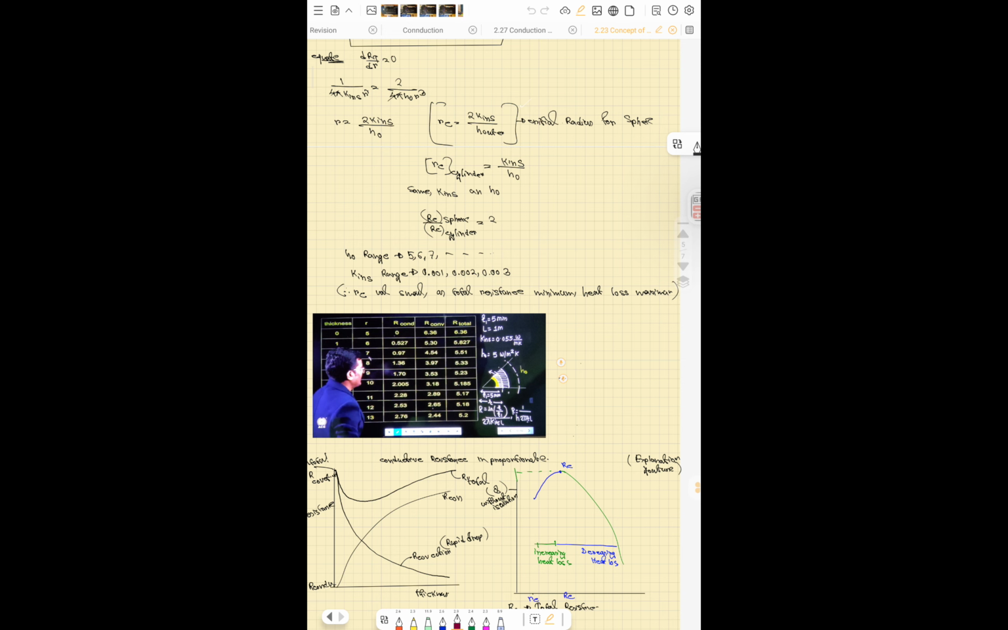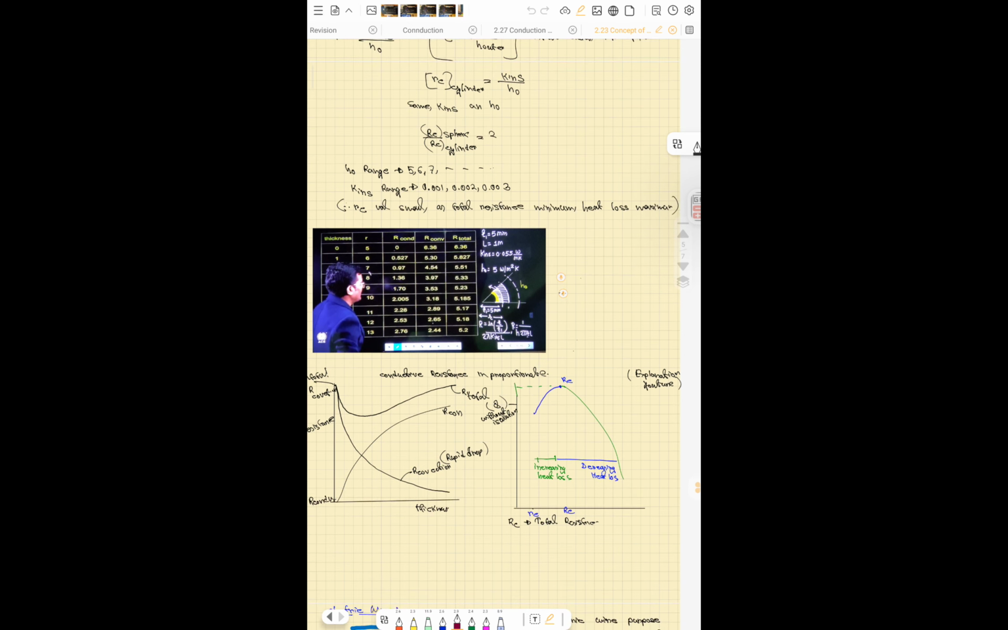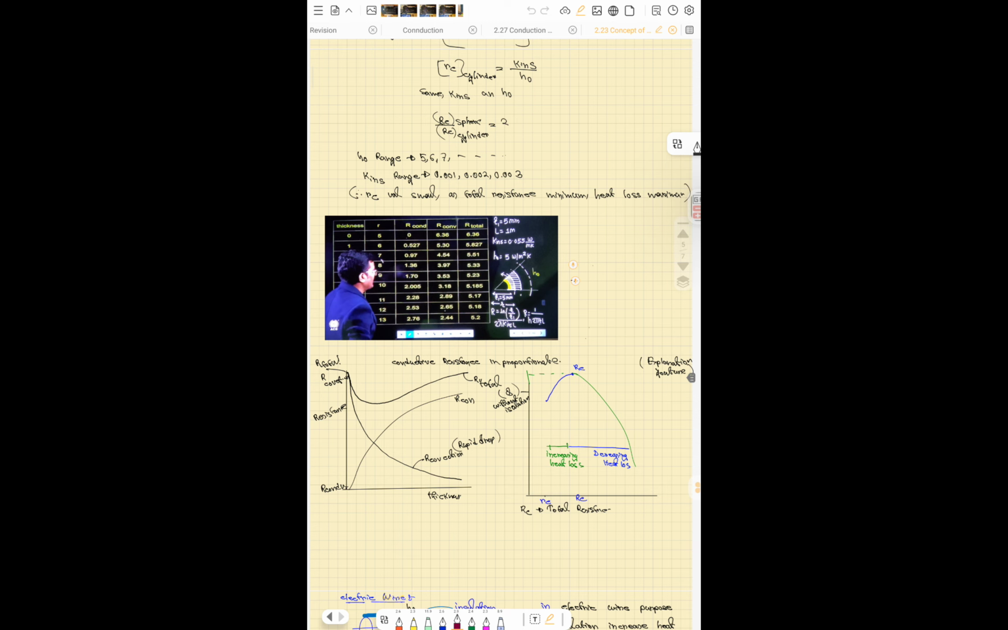Thickness versus insulation, convection, conduction, that is given. So this is the graph. Total resistance, conduction and convection. Conduction is increasing and convection is decreasing with the radius. This is RC, the critical radius. Here there is increasing heat loss, and after it there is decreasing heat loss.